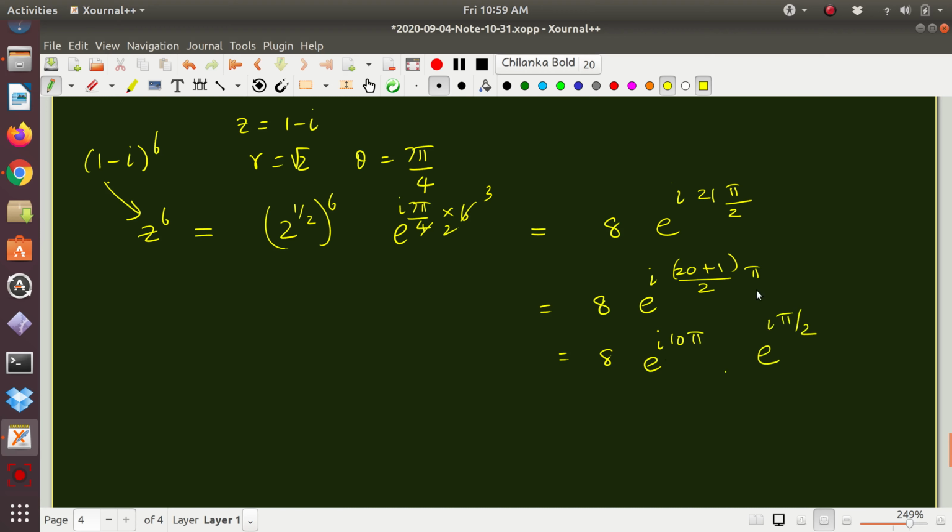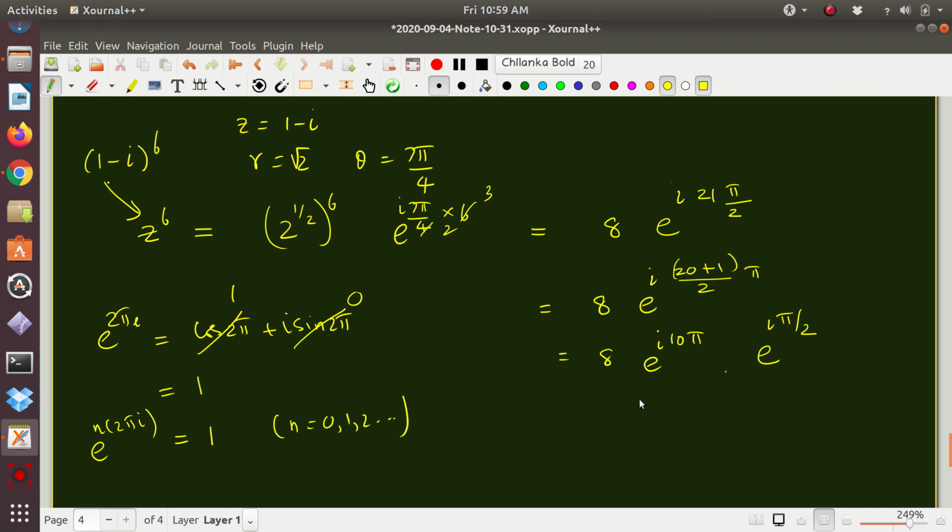Now e to the 2 pi i is cos 2 pi plus i sine 2 pi. Now sine 2 pi is 0, cos 2 pi is 1. So e to the i 2 pi is 1. So e to the n 2 pi i is also 1 for the same reason if n is an integer. Okay, so this part is 1.